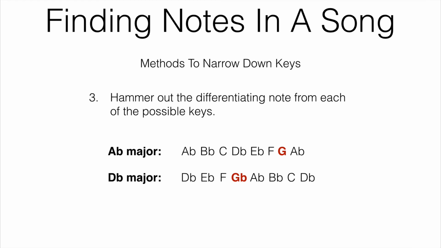Let's go to technique number 3. The final technique that can be used is to play the song or a section of the song and hammer out the notes in question. In this case, it's G and G flat. One of them will eventually match with the song, and one will never match. This requires careful listening. Let's begin with G.